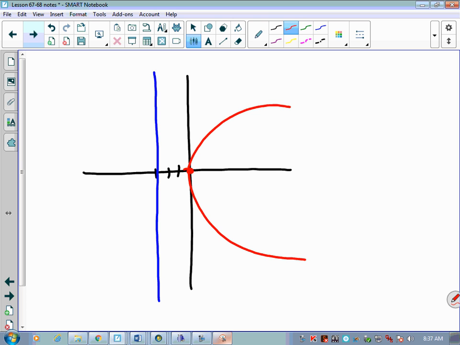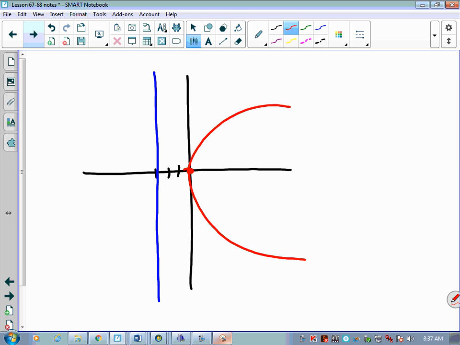Okay, so that's what that parabola would look like. Now, what the question is actually asking for is the equation. There are some definitions that need to be read in here. You need to turn to page 430, more particularly 431. We're going to do a little bit of reading.